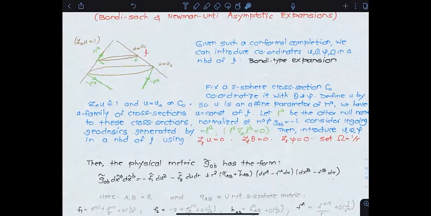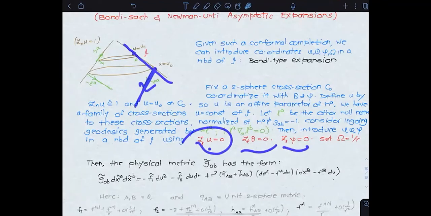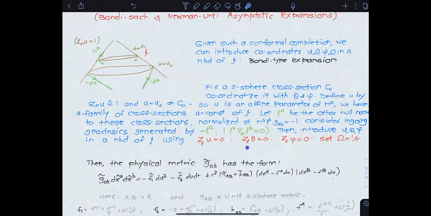So it's really a lot of freedom up there. I mean, there's a huge region there. So in that region, the statement is that I'm going to get coordinates. So I got u, theta, phi here, and I got these null geodesics. And what I do is I just drag the u coordinate, the theta coordinate, and the phi coordinate by just asking that L·∇u equal to 0, L·∇theta equal to 0, L·∇phi equal to 0.